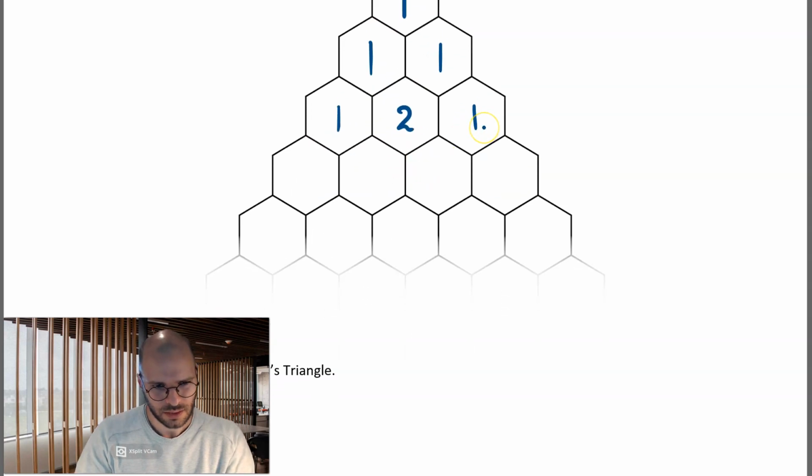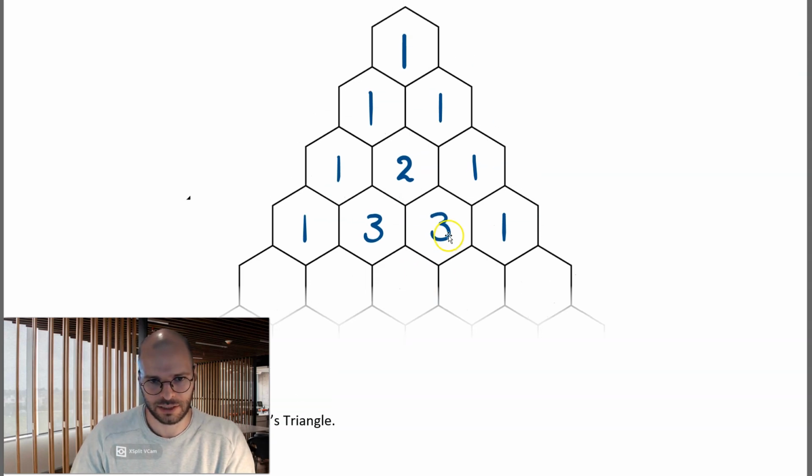Next, the 2 outer cells are 1 and 1 respectively, because they're the only numbers immediately above. But in the middle we have a 1 plus 2, so that's 3. And then 2 plus 1 is 3. Finishing this off, we have 1 and 1. On the far left we have 1 and a 3, which is a 4. 3 and 1, which is 4. And then 3 and 3 becomes 6.